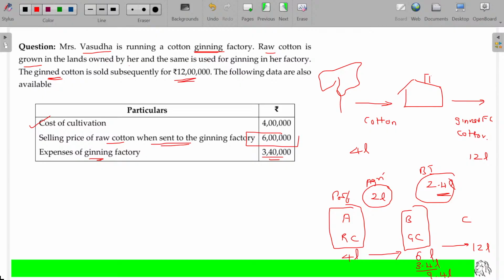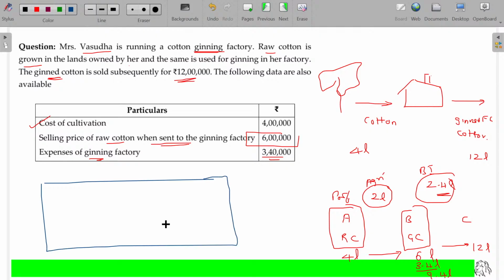What happens? Similar. Here the party himself is the owner of the agriculture plantation land as well as the factory. He has the plantation land, he has the ginning factory. And he does the operation here at a cost of rupees 4 lakhs, and then it is transferred here. Now he adds another 3.4 lakhs for processing further and sells it to an outsider for rupees 12 lakhs.